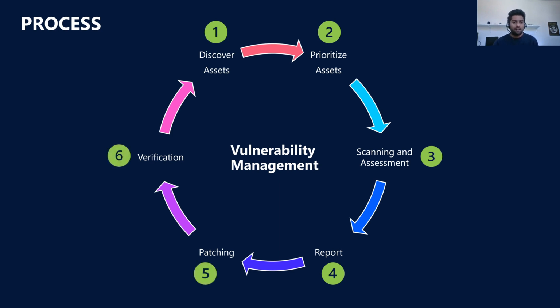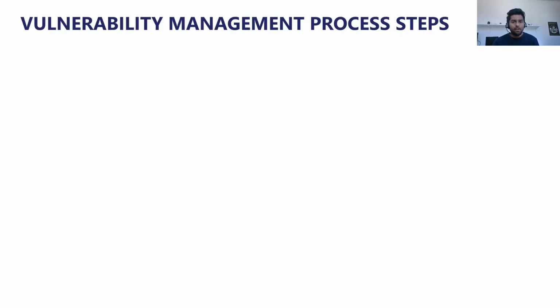There are two types of verification in vulnerability management. The first verification is whether the vulnerability still exists after we patch it, and the second verification is, once we deploy the patch, whether that patch actually got deployed or whether there were any issues. So this is the life cycle of the vulnerability management program. So what are the steps involved in the vulnerability management program? Let's start with the basics.